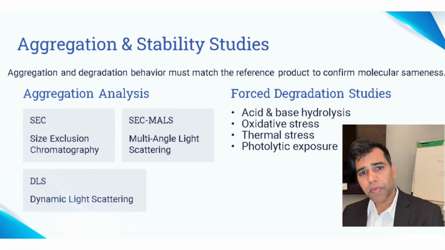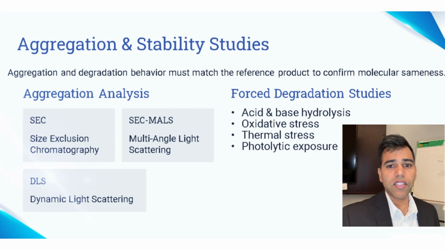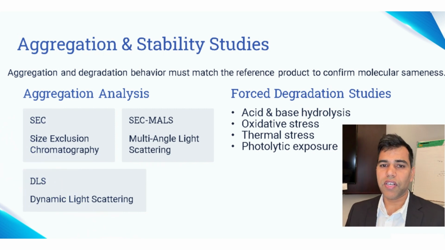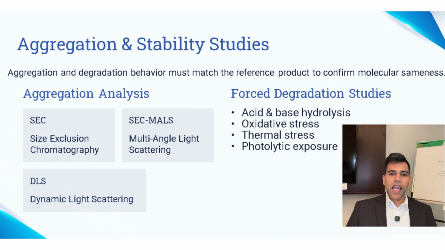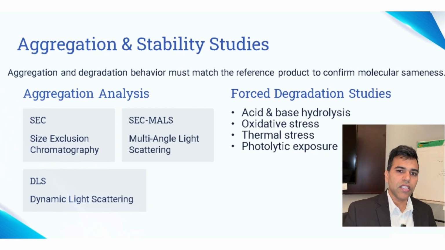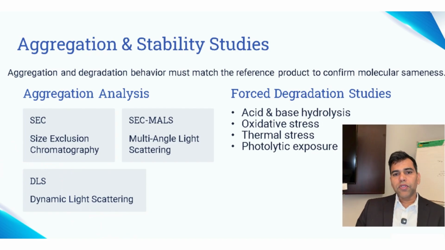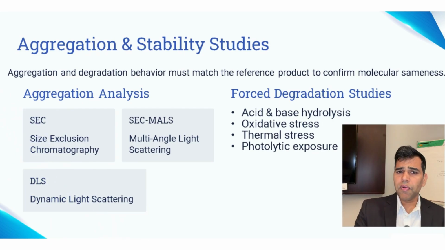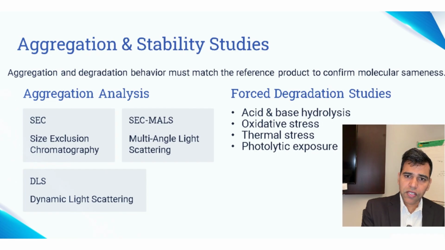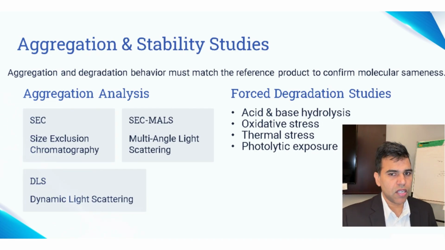Size exclusion chromatography with MALS, multi-angle light scattering, is the gold standard for aggregate quantification and characterization. Dynamic light scattering adds complementary data on particle size distribution. Together, they tell you whether your molecule is prone to aggregating in ways that differ from the reference product. And from an immunogenicity standpoint, that matters enormously.